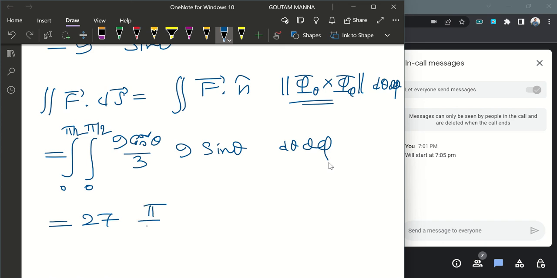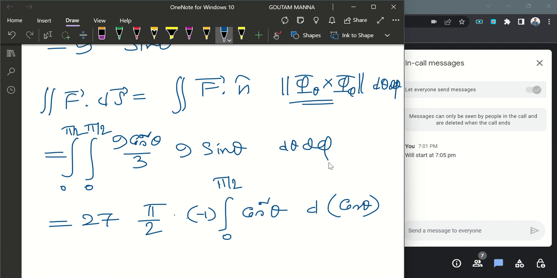So if we do it, it will be pi by 2, and then the theta integration will be 0 to pi by 2 cos square theta, and d of sin theta d theta, we can write it as d of cos theta times minus 1. So if you do d of cos theta, you will get minus sin theta d theta, so minus d cos theta gives sin theta d theta.